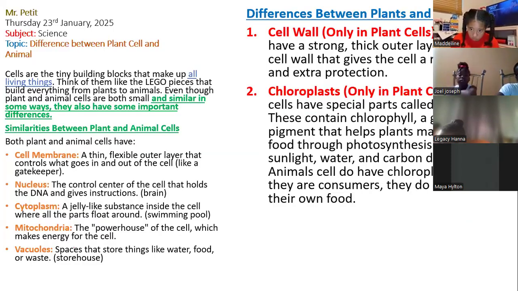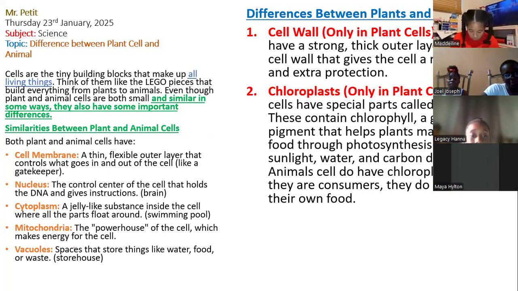Give me one difference between a plant cell and an animal cell. The difference between plant cells and animal cells is that cell walls are only in plant cells, and also chloroplasts. Chloroplasts are only in plant cells. Very good. Joel, are you writing this down? Yes, sir. Okay.